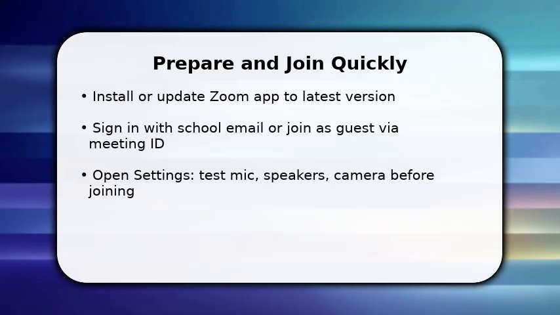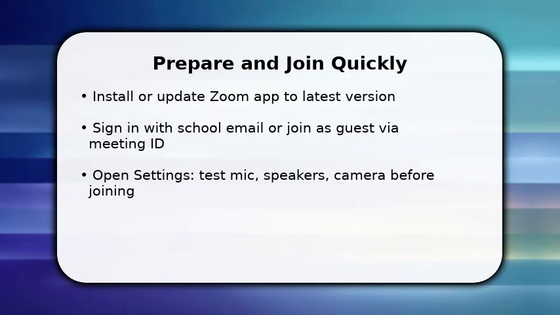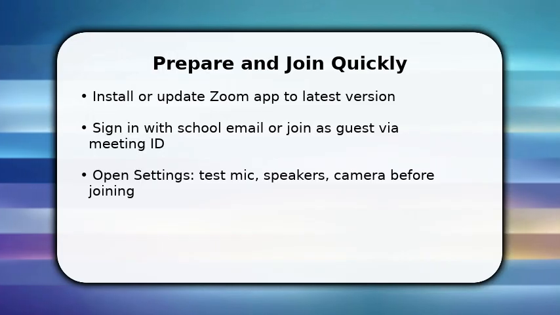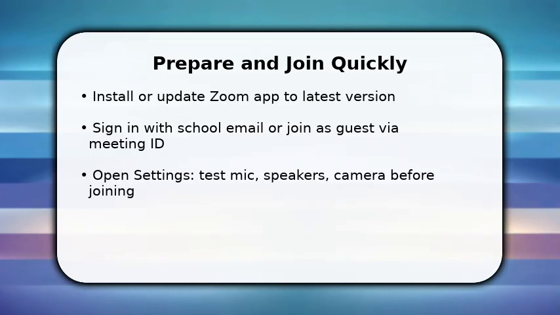You'll start by getting Zoom ready and joining the class link right away. Install or update the Zoom app, then sign in with your school account or use the meeting ID. Once done, open settings and test microphone, speakers, and camera so the instructor can hear and see you. Make sure you grant camera and mic permissions to your browser or app. This avoids last-minute prompts. Join the meeting a few minutes early to resolve any issues before class starts.